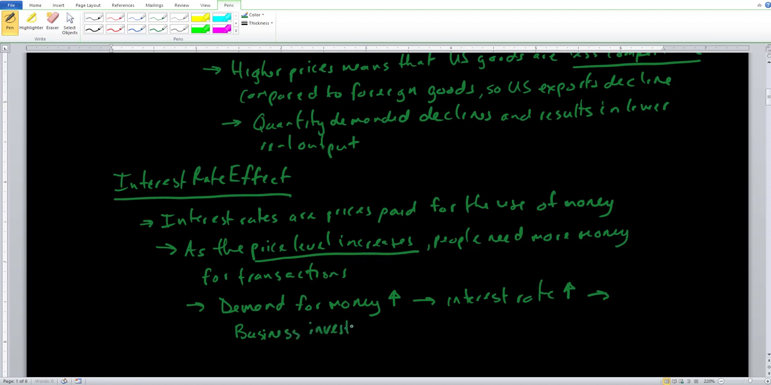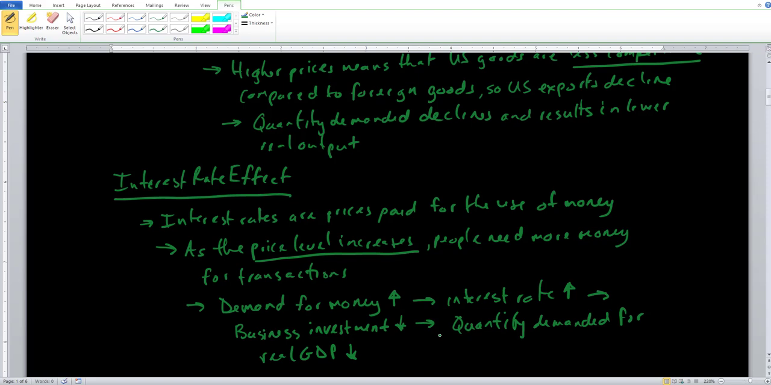Business investment. Remember, we said that businesses don't like very high interest rates, because the vast majority of their projects are undertaken only because they have to borrow money from banks. They don't have enough money on hand, so they have to borrow from banks in order to undertake some type of project. So the higher the interest rates go, business investment is going to be lower. That just increases the cost of undertaking any particular project. And when business investment goes down, quantity demanded for real GDP is going to go down.